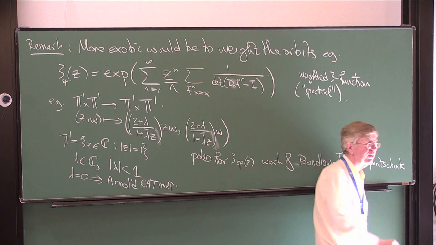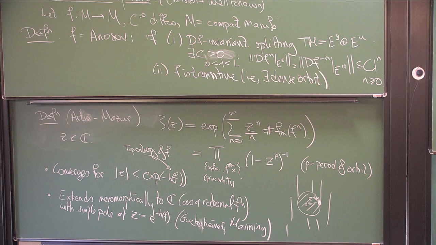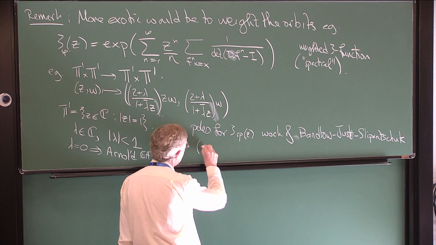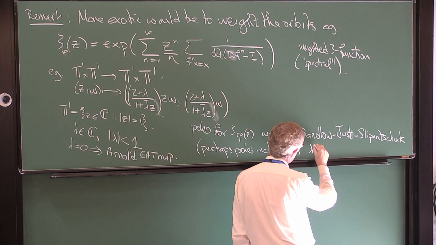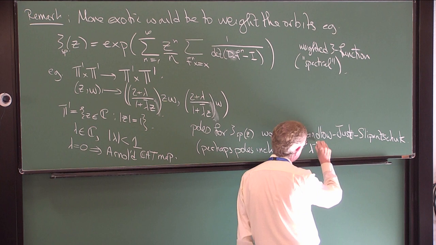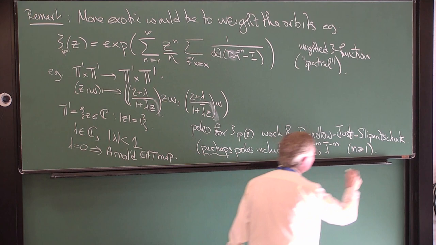Close? No. Okay. So this is another explicit zeta function, but instead of having just a finite number of poles and zeros, it's got an awful lot of them, and they correspond to the values of lambda in a more exotic way. So perhaps the poles include 1 and the values of lambda, lambda to the minus m, and lambda conjugate to the minus m, where m is greater than or equal to 1. Something like that. I say perhaps, because there's always room for error in these things.